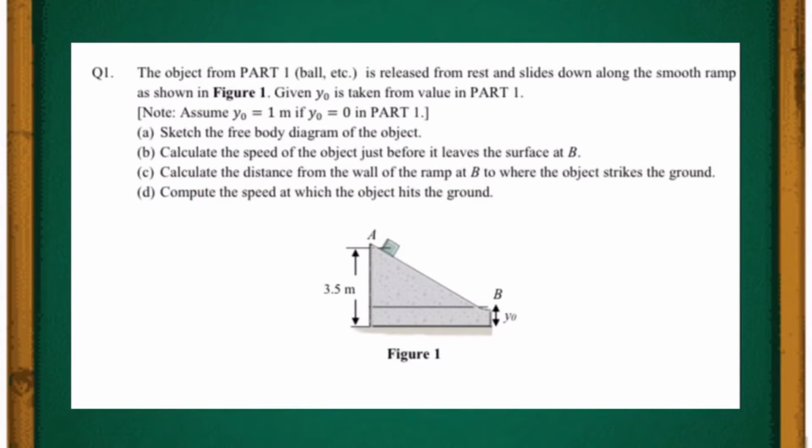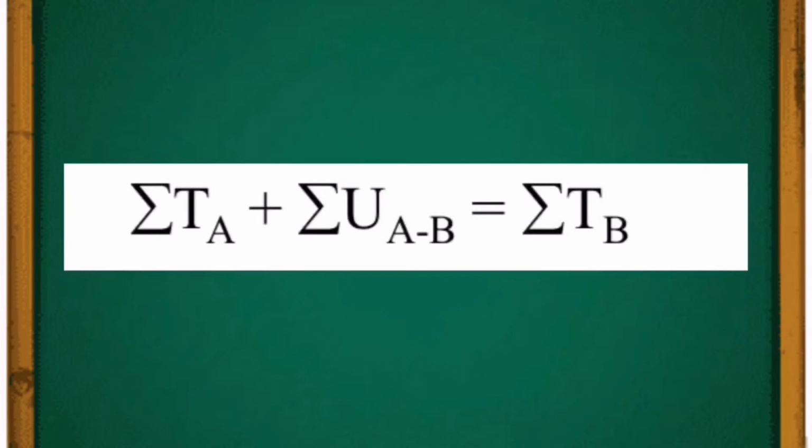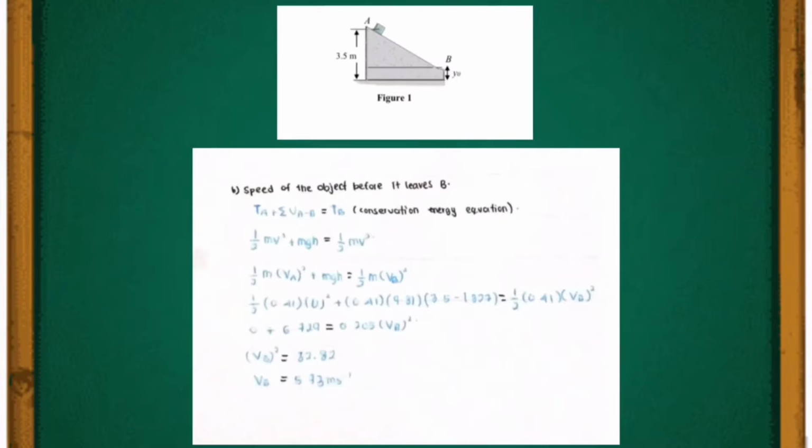In question 1B, we need to calculate the speed of the object just before it leaves the surface at B. To calculate the speed, we need to use the conservation of energy equation. Based on it, we can use 1/2 m VA squared plus mgh equal to 1/2 m VB squared. Then we can put the information that we have into this equation.